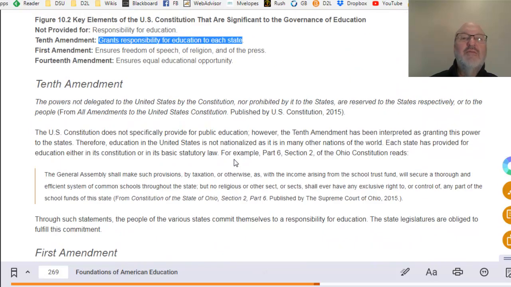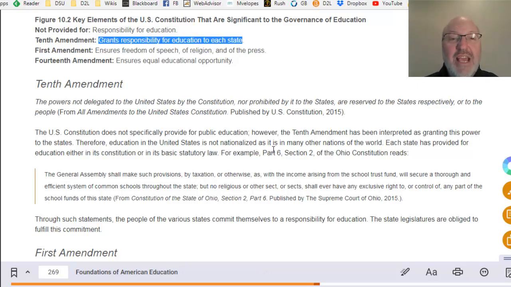The 10th is really kind of funny because it says anything that's not specifically mentioned in the Constitution is given to the states. Let me read this. The powers not delegated to the United States by the Constitution, nor prohibited to the states, are reserved for the states respectively and the people. It does not specifically provide public education, so the 10th has been interpreted as granting this power to the states. Therefore, education in the United States is not nationalized yet.